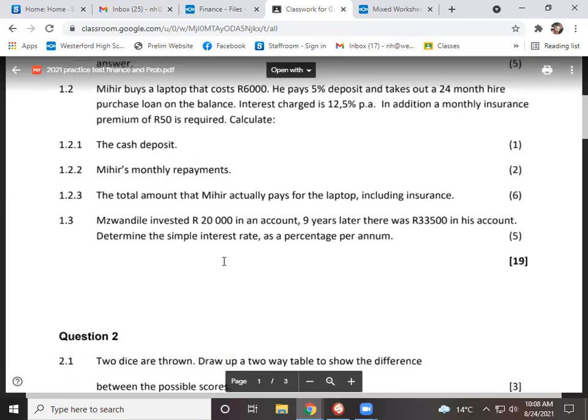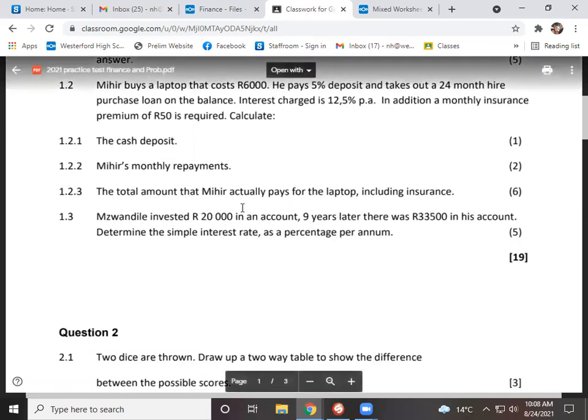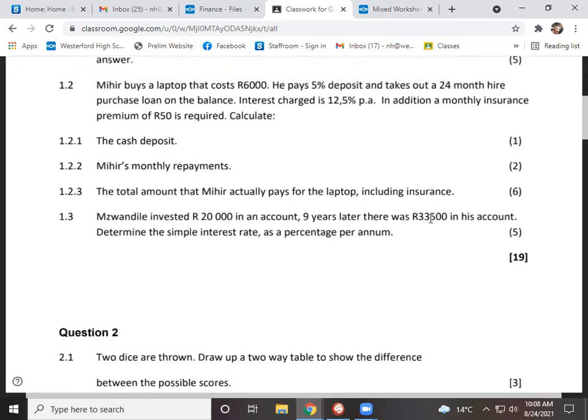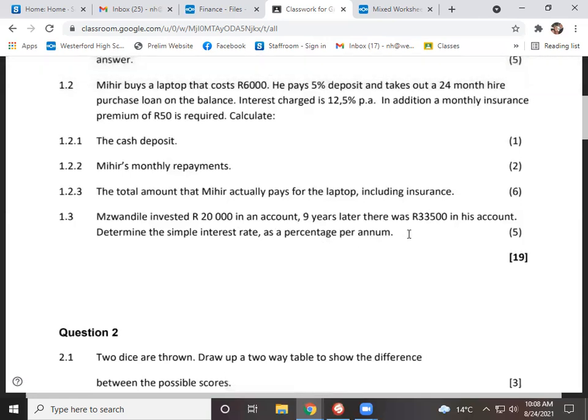1.3, Mazile invested 20,000 Rand in an account. 9 years later, there was 33,500 in his account. Guys, which one is bigger? 33,500. So that is your A amount. Okay, that is your P amount. n is 9. Determine the simple interest rate as a percentage per annum.